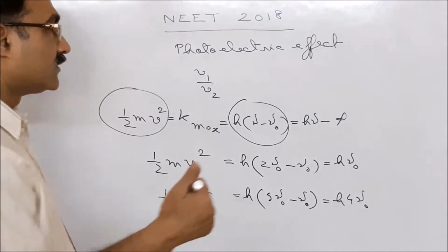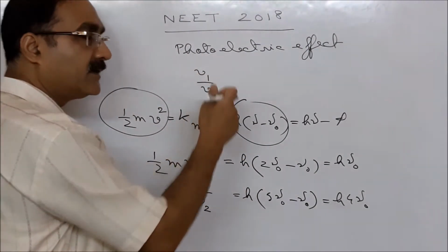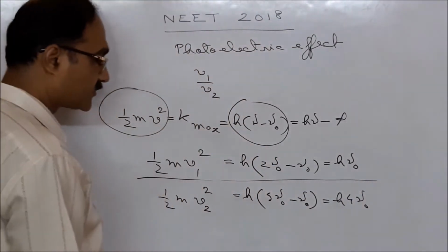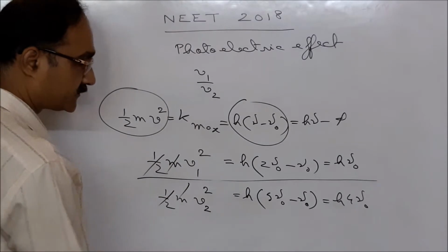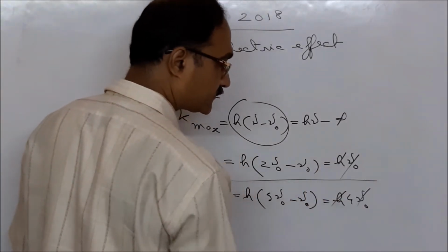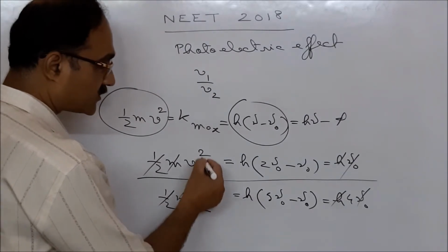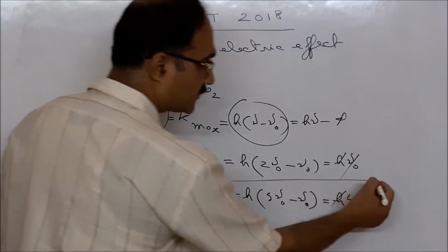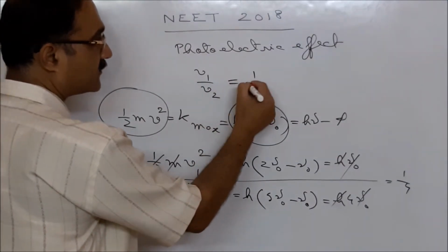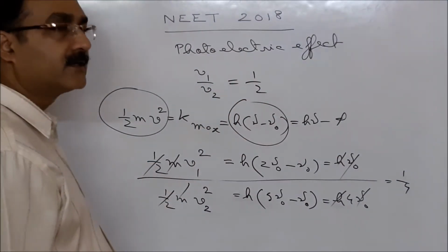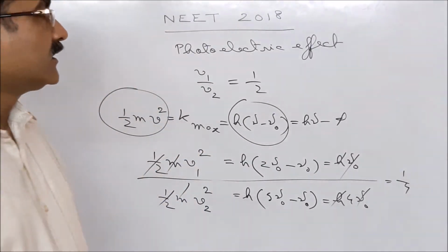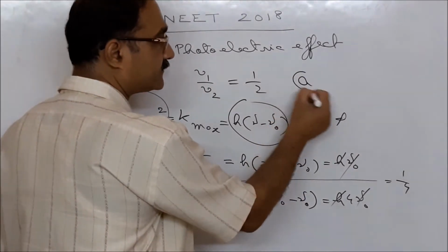Right? We want the ratio v1 by v2. So we will simply find the ratio. So this cancels out. This cancels out. What remains is v1 square by v2 square equal to 1 by 4. So that means v1 by v2 will be equal to 1 by 2. So the correct option here will be option A.